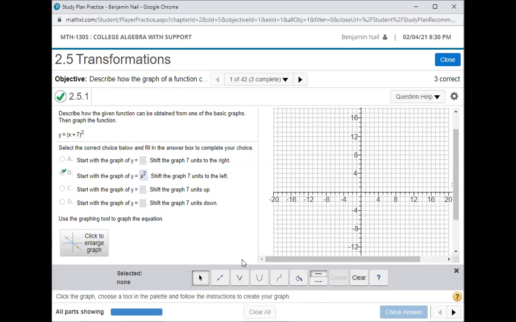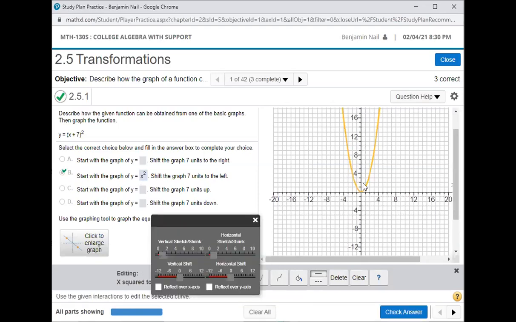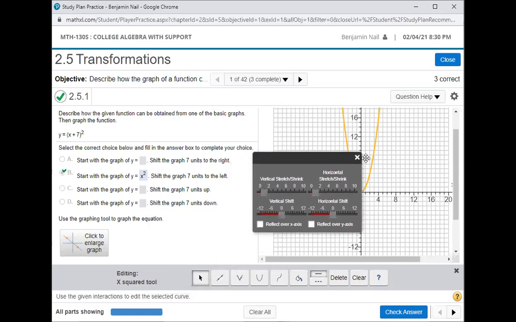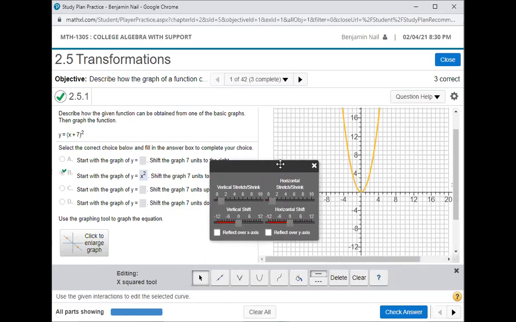This is an x squared, so it's going to be the u-shaped graph. So you click on it with your mouse. And when you click on the graph, it just draws it right here in the middle. And then we're just going to do the shift that we said. So we're going to grab it and we're going to shift it 7 units to the left. So that's this gray box here.